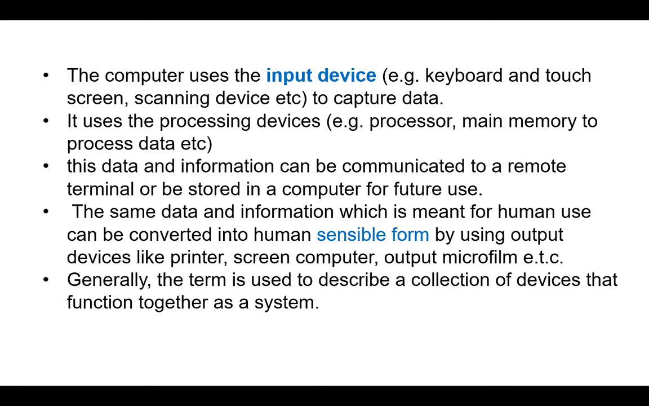Generally the term computer is used to describe a collection of devices that function together as a system. The computer is just a term that is used to describe a collection of devices that work together as a system. So what they mean here is that a computer is not just the laptop that you know, it's not just the desktop that you know. The computer can also mean a calculator. It can even be a phone. Anything that is made of a collection of different devices connected together to form something that is called a system.